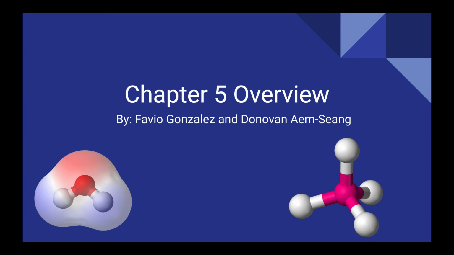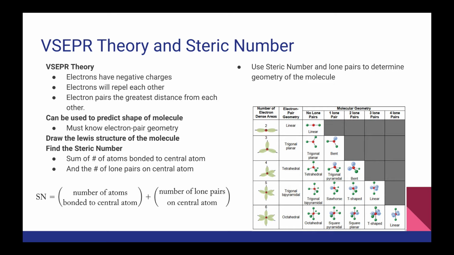Today we will be presenting our Chapter 5 Chemistry overview, presented by me, Donovan, and my group mate Fabio. First we will discuss the valence shell electron pair repulsion theory, otherwise known as the VSEPR theory.